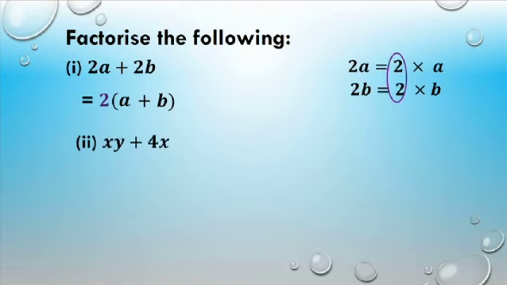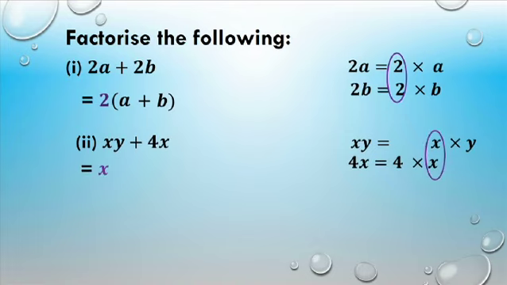Second example, xy plus 4x. So xy can be written as x times y. 4x can be written as 4 times x. So what is common to both terms is x. So here x is common to both terms. I have x here. Now, for the first term, y is left. So here is y. Because I have plus, I need to keep the plus. And for the second term, 4 is left. So here is the 4. So xy plus 4x can be factorized as x into y plus 4.